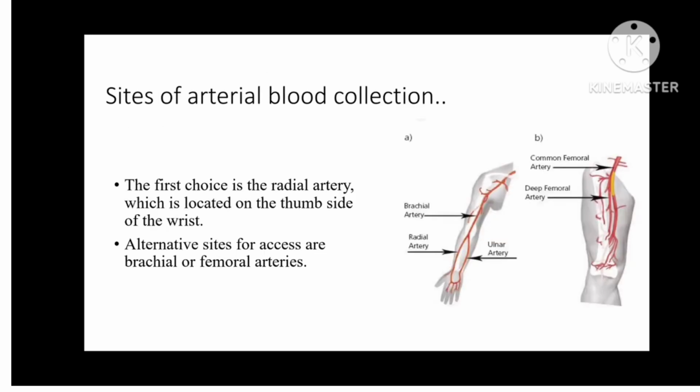So we'll see the sites of arterial blood collection. The first choice is the radial artery, which is located on the thumb side of the wrist. Alternative sites for access are brachial or femoral arteries. So you can see in the picture.